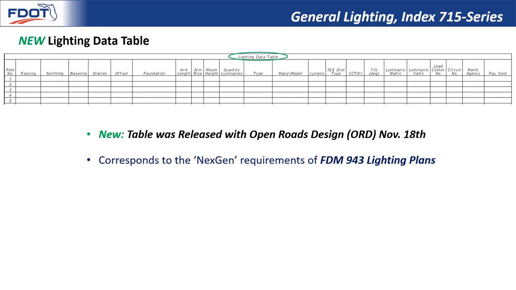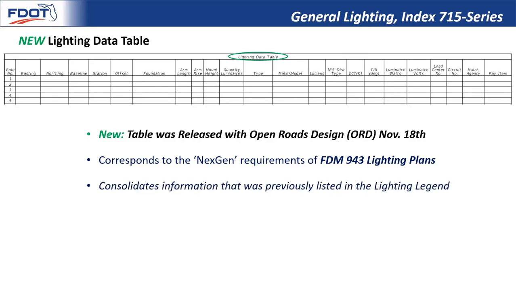The idea is to consolidate as much of the lighting information as possible for contractors and future asset maintenance on one sheet. This consolidates information that was previously listed in the lighting legend. So now the lighting legend will just have pretty simplified symbology, and when the contractor wants the real detailed information per location, they'll look to the corresponding pole number in this lighting data table.